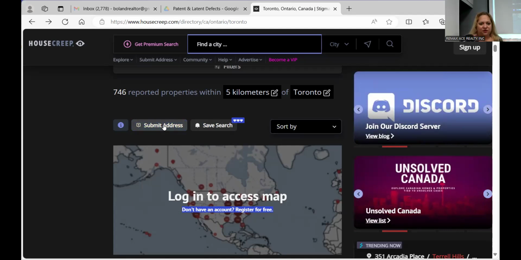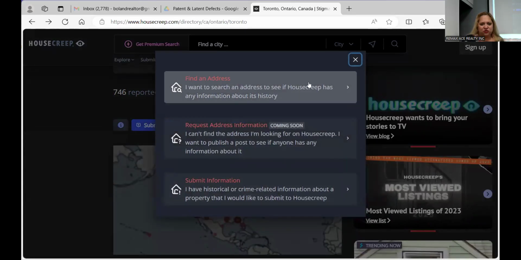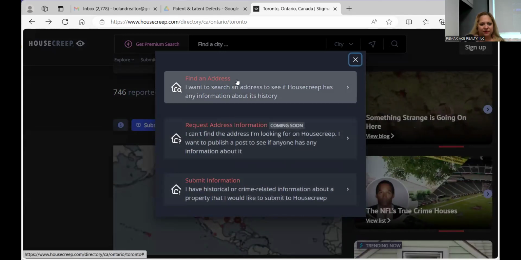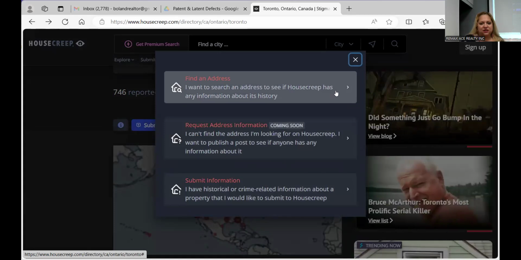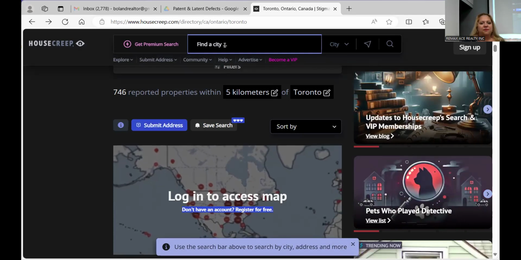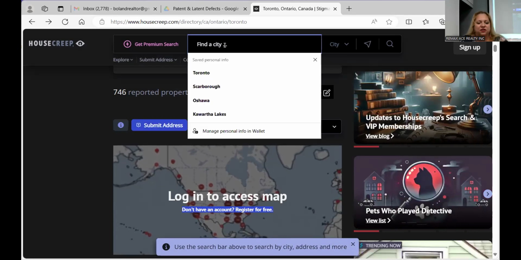I'm just trying to find out where the address is here. Sorry, I don't want to waste too much time training here, but it used to be just the toolbar on the top. They seem to have changed it a little bit. It says find an address here. And then what does it click to? Use the search bar above to search by city, address, and more. Okay, but then I search by address. Maybe the office isn't a good address to bring.